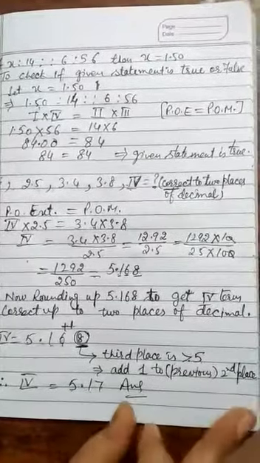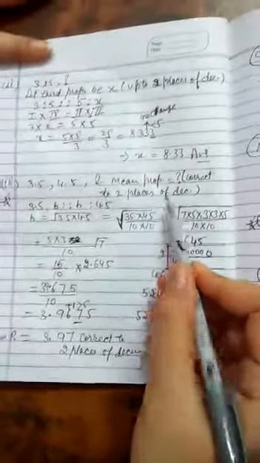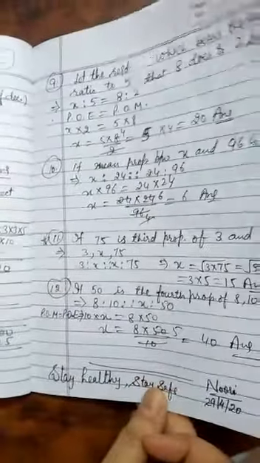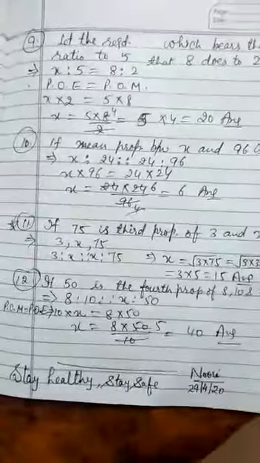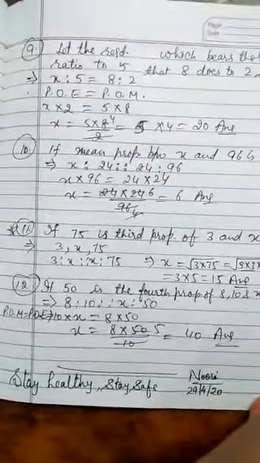So in the same way you will continue the next part, correct to 2 places of decimals. Again the same way students, use the methods and try the whole exercise. If there comes any doubt or any problem, then you may ask.